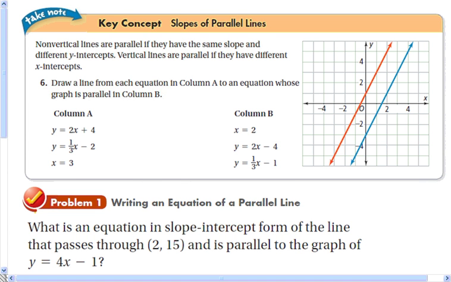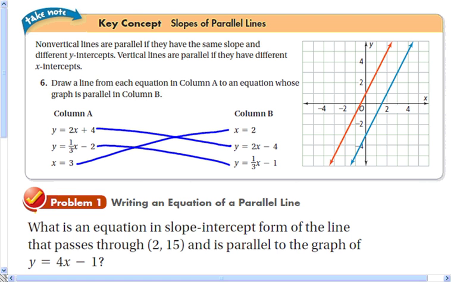Draw a line from each equation in column A to the equation whose graph is parallel in column B. In order to be parallel to y equals 2x plus 4, we need the same slope but a different y-intercept. That would be that one. And to be parallel to the equation y equals 1/3 x minus 2, we need the same slope, which is 1/3, but a different y-intercept. And for vertical lines to be parallel, we just need a different x value. So those two lines will be parallel and vertical.